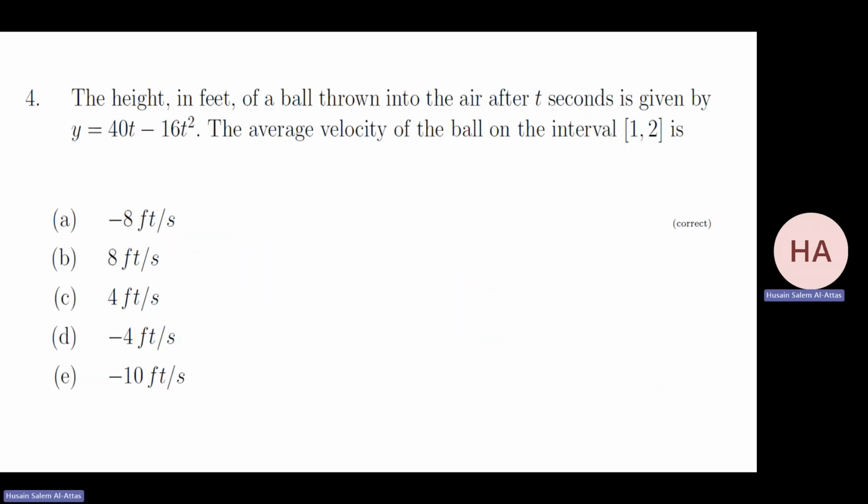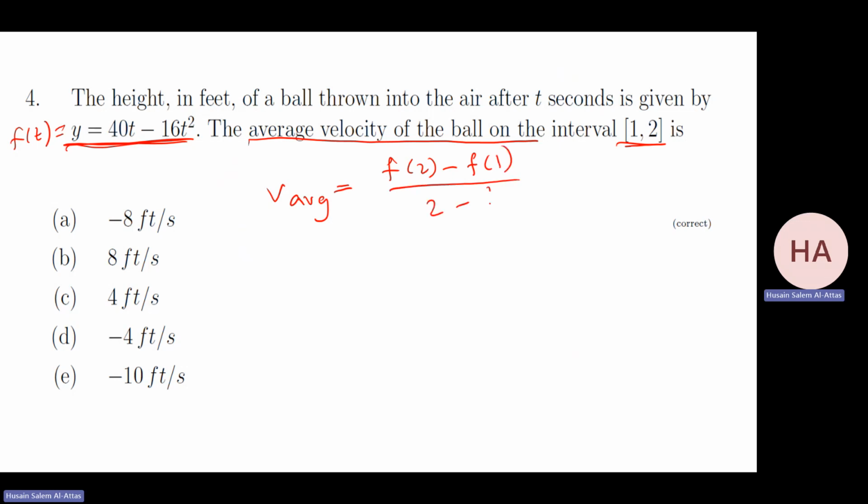The height in feet of a ball thrown in the air after 30 seconds is given by this. This is the formula. Find the average velocity of the ball in this interval. How to find the V average? Call this f of t. It will be f at 2 minus f at 1 over 2 minus 1. Just substitute, nothing is there.